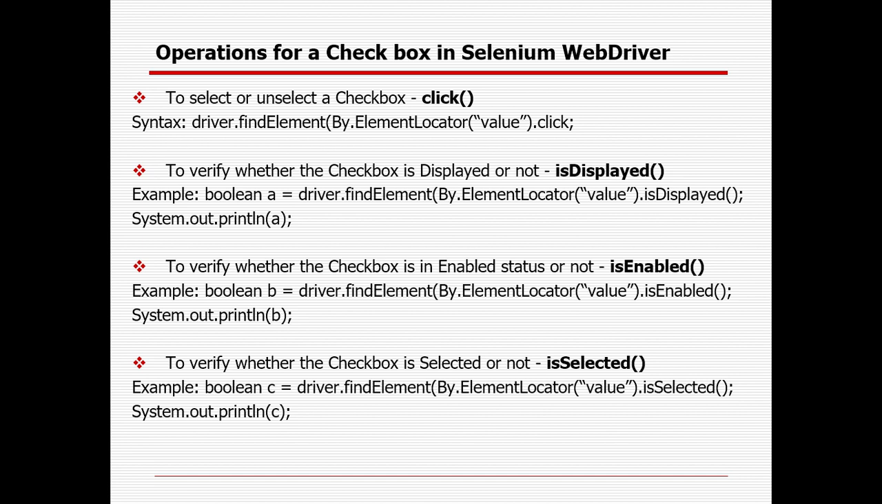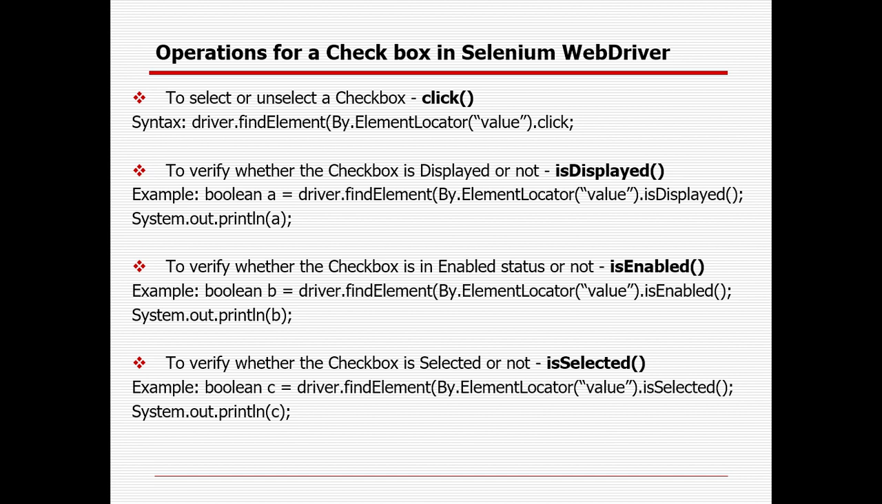Okay. Then I will show you the different operations we can perform for a checkbox. You already know there are different boxes: it can be a combo box, a checkbox, or radio buttons, right? With a radio button you can select only one particular option. Suppose four options are there, you can select only one. But with a checkbox you can select multiple boxes; suppose four boxes are there, you can select all four at the same time. So these are the different operations we can perform for the checkbox in Selenium WebDriver.